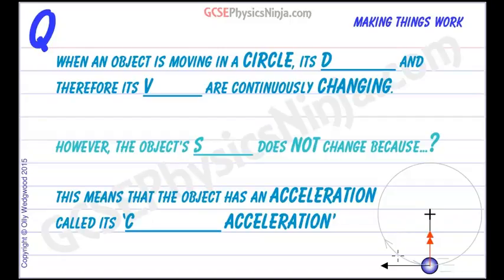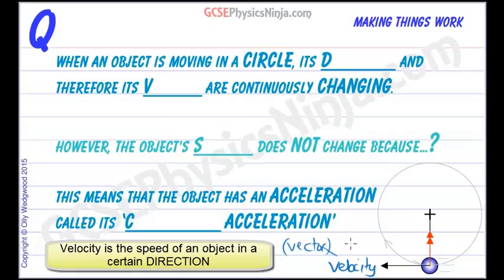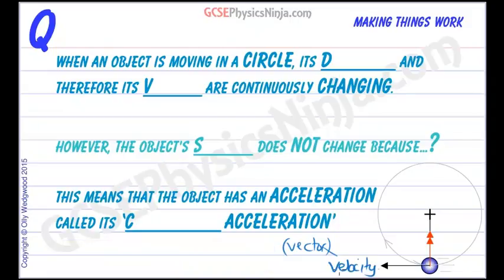When we think about an object moving in a circular path, its direction is continually changing. Now, at a certain instant, we have a velocity. And remember that velocity is what we call a vector. And a vector is a quantity which depends on direction. If the direction changes, then so does the vector. So this means that if the object is continuously changing its direction, then its velocity must be continually changing.